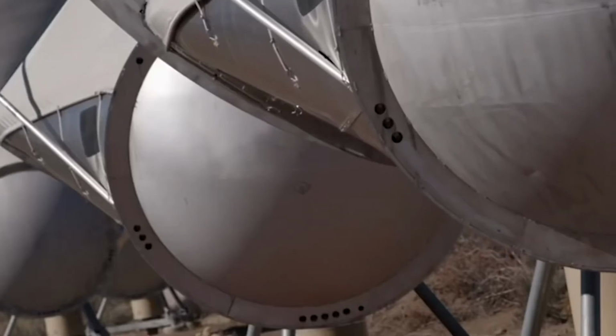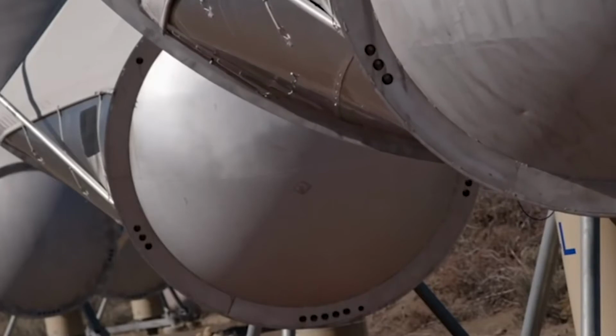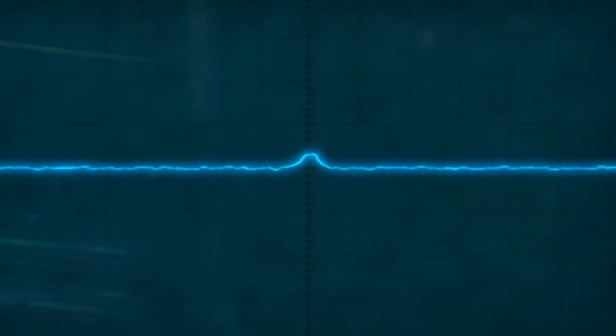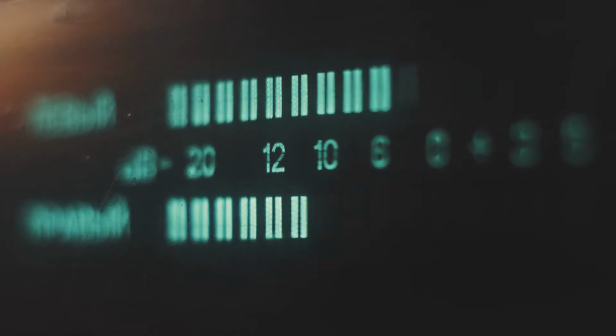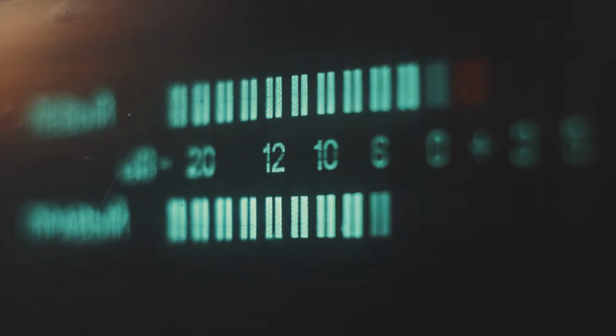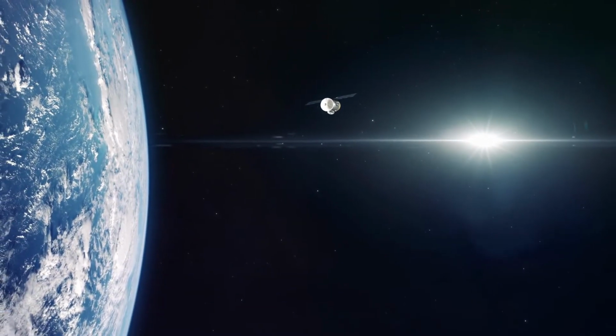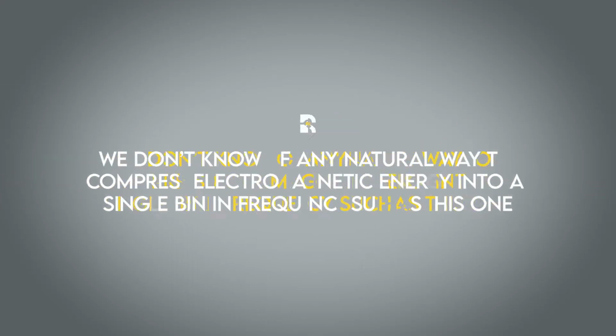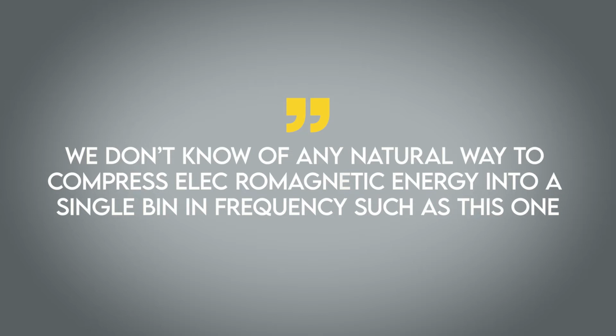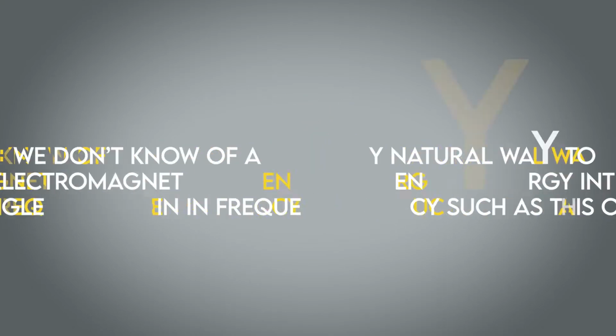The researchers who made the discovery stress that there is still much work to be done, but admit that the public's interest is well-founded. Most intriguingly, it operates in a very restricted band of the radio spectrum, 982 megahertz to be precise, which is usually devoid of broadcasts from human-made satellites and spacecraft. We don't know of any natural way to compress electromagnetic energy into a single bin of frequency, such as this one, says a scientist behind the research.